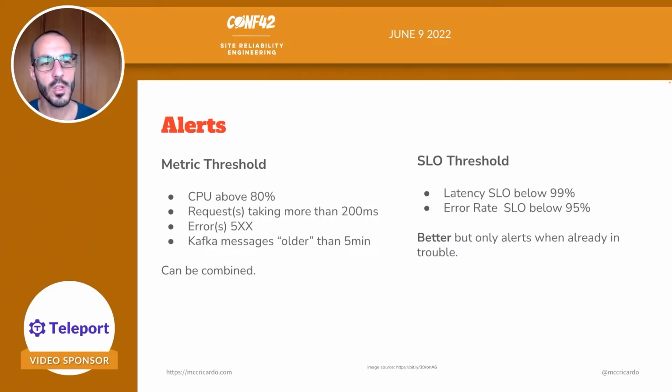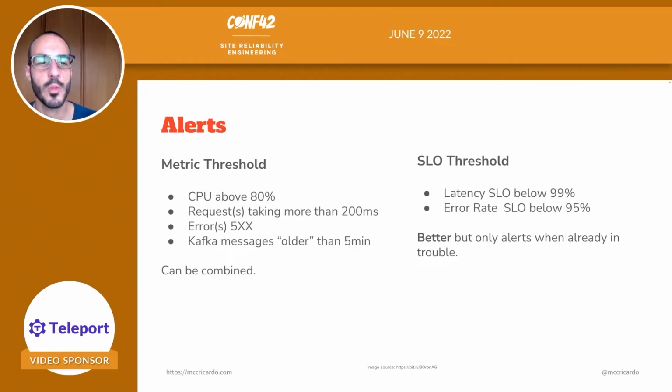So traditionally, we did metric thresholds. What we would do is send an alert if some threshold about a metric is met. So we can say that if the CPU goes above 80%, I want to receive an alert. If a request takes more than 200 milliseconds, I want to receive an alert. If a request is served with a 500 error, I receive an alert. And same thing for a Kafka message. Of course, all of these can be combined, and I can receive an alert if a combination of these things happen.